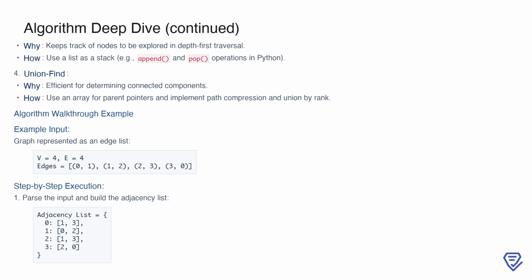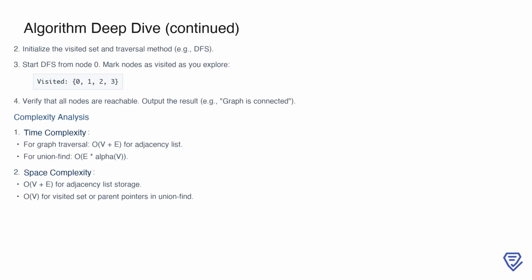This representation is both compact and efficient for traversing the graph. Once the adjacency list is ready, the next step is to initialize a visited set and select the traversal method, such as DFS. Starting from node 0, you explore the graph, marking nodes as visited as you go. In this example, the visited set would eventually contain all nodes, 0, 1, 2, 3. This confirms that the graph is connected since all nodes are reachable from the starting node. After completing the traversal, the algorithm verifies reachability and outputs the result, such as stating that the graph is connected.